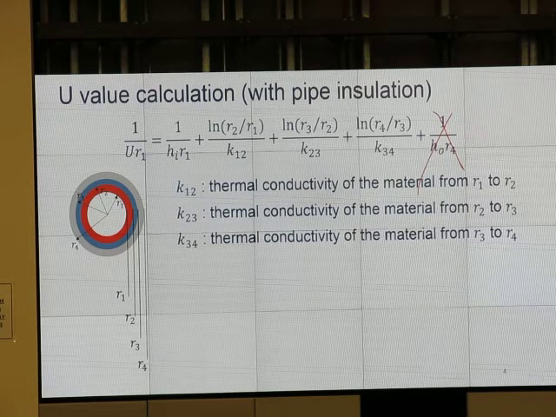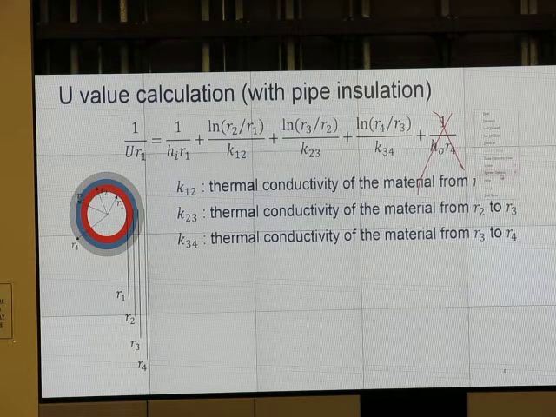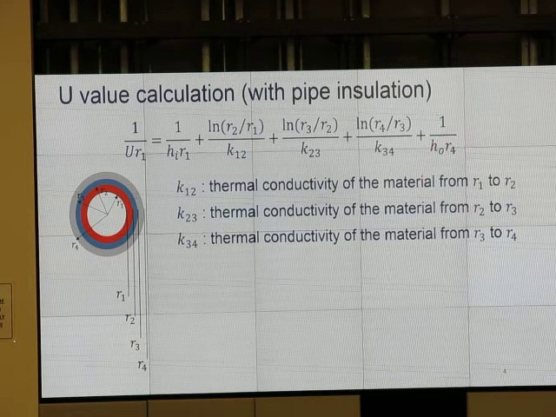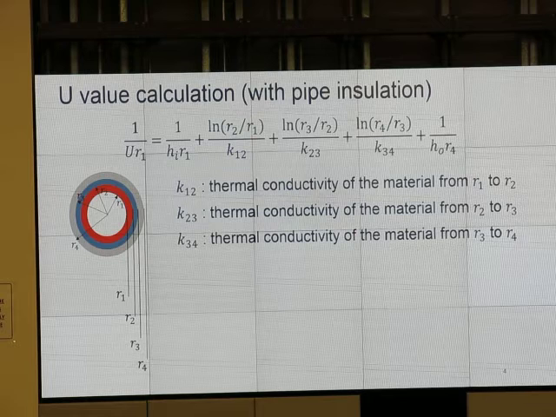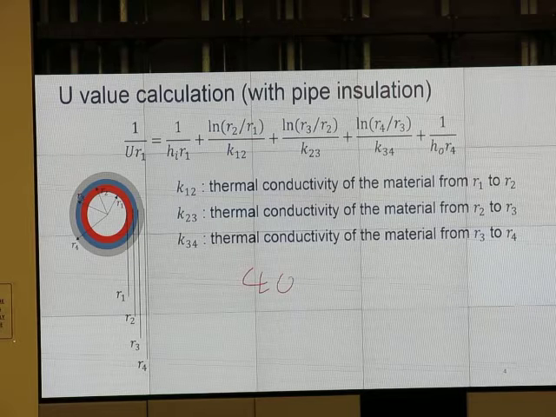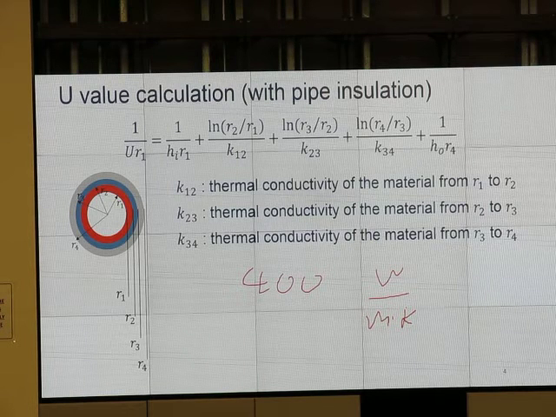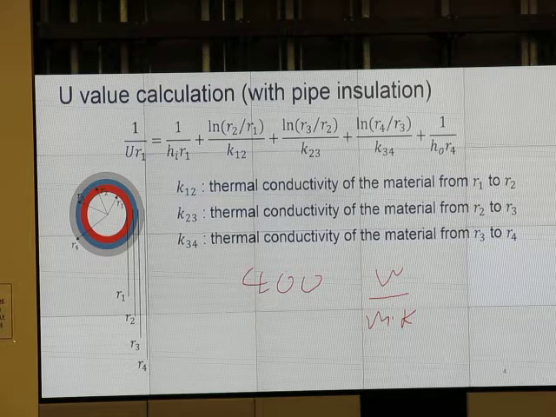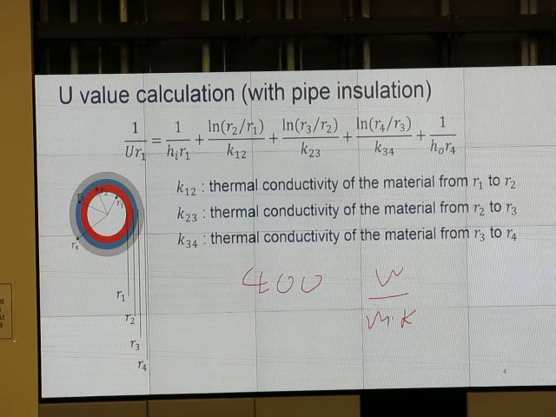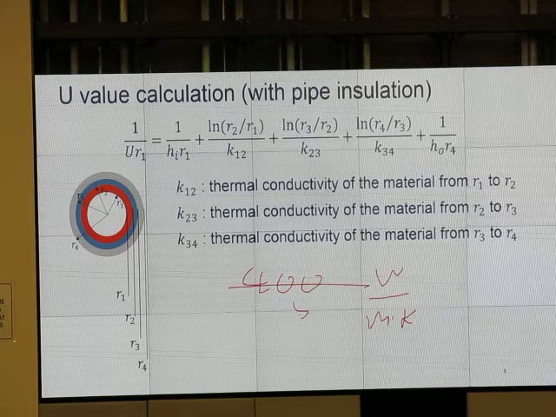No, it's still fine. If h_o goes to infinity, this term is just gone. But it doesn't mean that the U value goes to infinity. So let's say I use a copper pipe. Thermal conductivity of copper is about 400 watt per meter per Kelvin. This is in question 5, the last question. For carbon steel it is about 50.